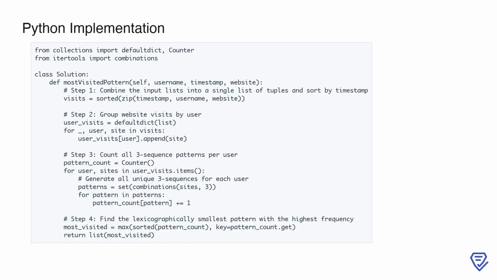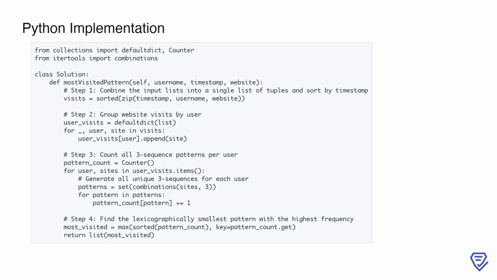This is done using the combinations function from the itertools module, which produces all possible combinations of 3 websites from the user's visit list. A set is used to ensure that duplicate patterns for the same user are not counted multiple times. For each unique pattern, a counter object is used to keep track of the frequency of each 3 sequence pattern across all users.